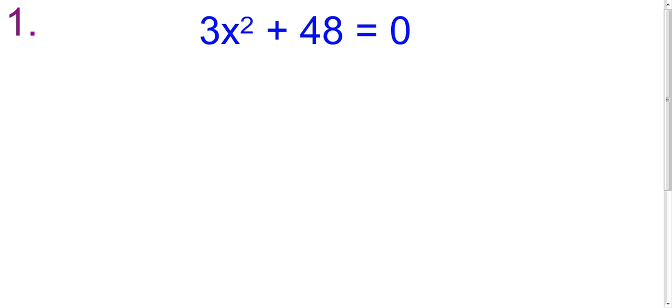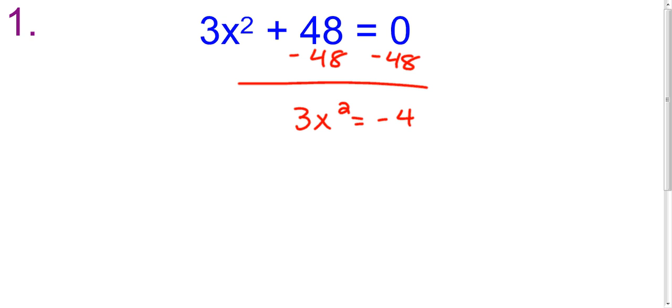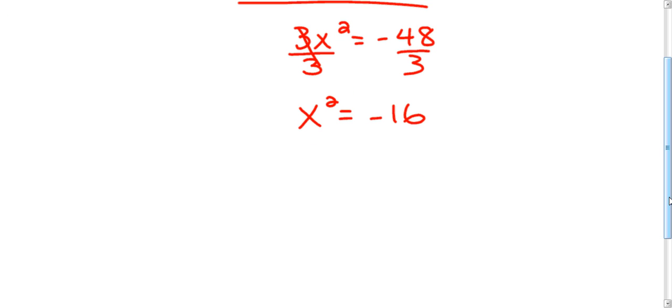You're going to solve it just like you would normally. Okay, so I will go ahead and subtract 48. And that leaves me with 3x squared equals negative 48. And of course, the next logical step would be to isolate the x by dividing by 3. So I have x squared equals negative 16. And now you can't have it solved for x squared, you have to have it solved for x.